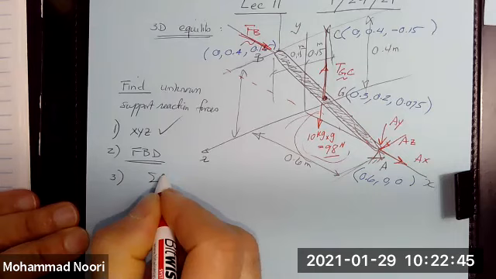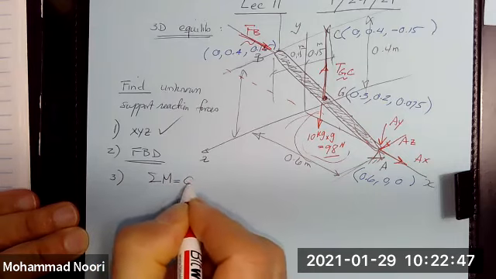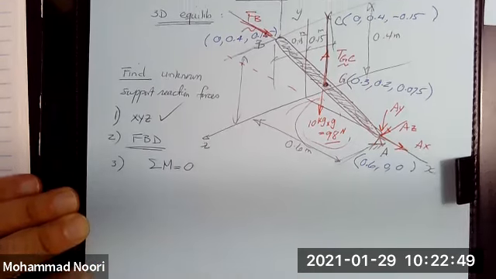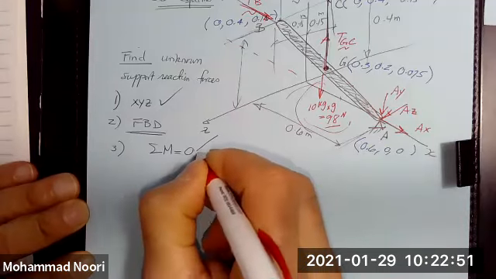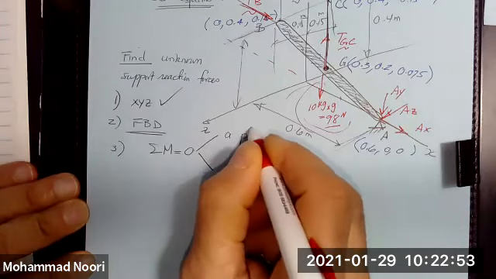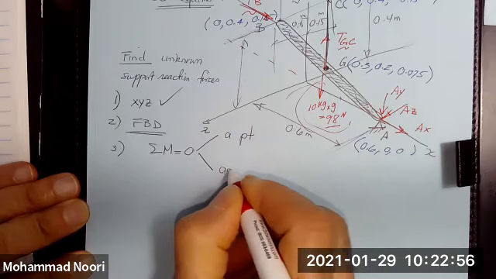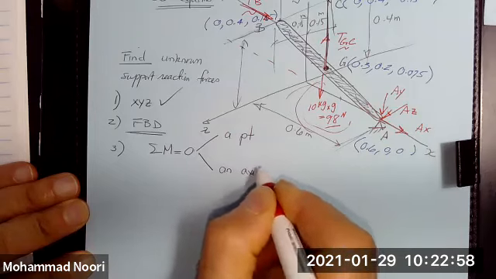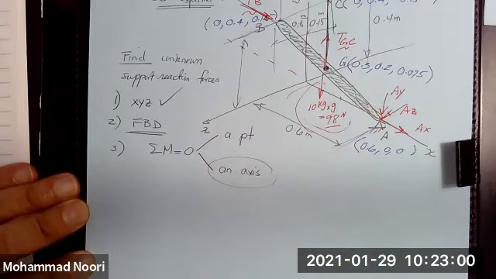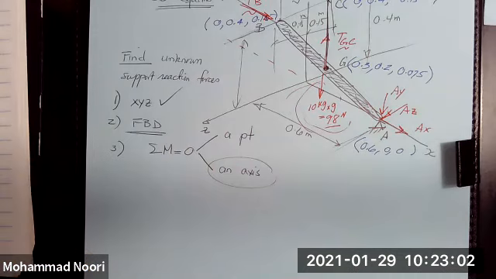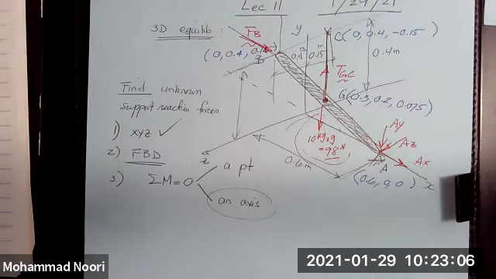In 3D, you always start with summation of moments equals 0. You either consider summation of moments about a point or about an axis. Axis is better because most of the time you can identify an axis that intersects with most of the unknowns, so you may end up with only one equation, one unknown, which is the case here.